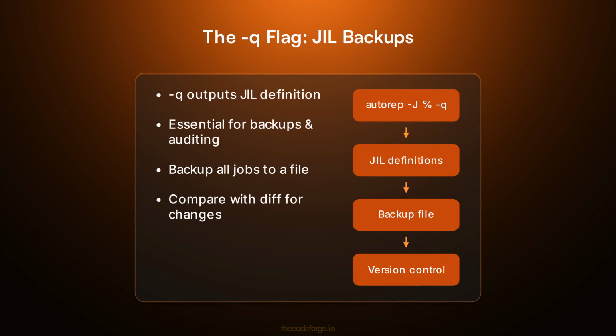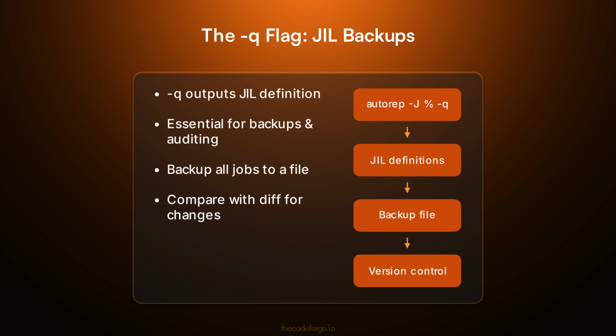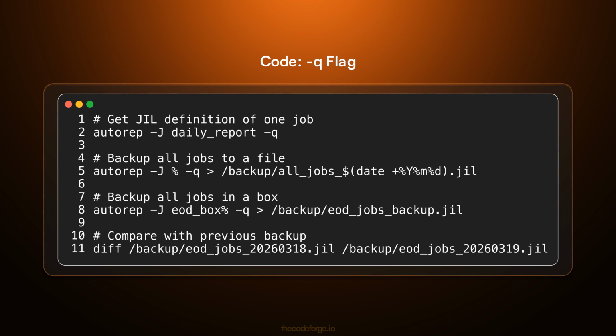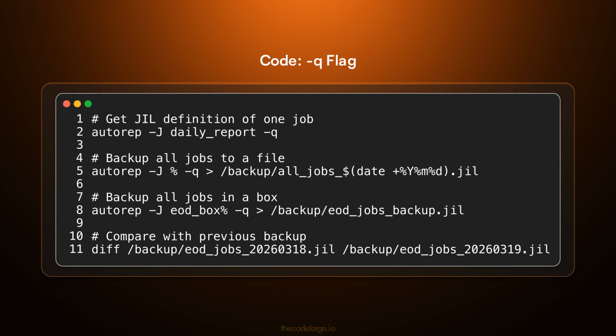The Q flag outputs the job definition in JIL format, the exact configuration that defines a job's command, machine, conditions, and dependencies. This is essential for backups, cloning jobs, and debugging. Automate autorep J% Q as a daily AutoSys job itself. When someone accidentally deletes or corrupts a job, yesterday's backup saves the day. An engineer once ran a JIL script that deleted 2,000 jobs. Without a backup, recovery would take days.